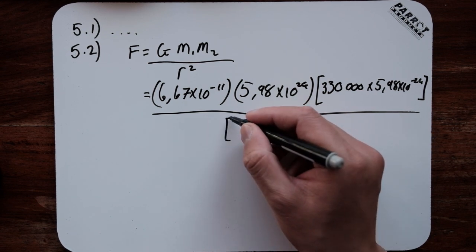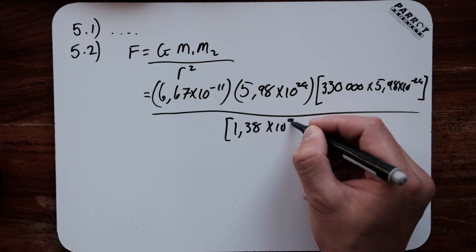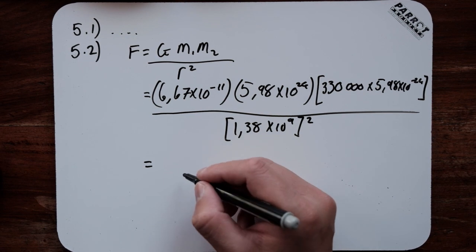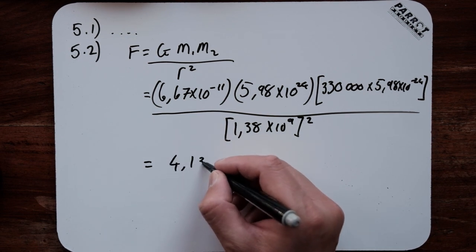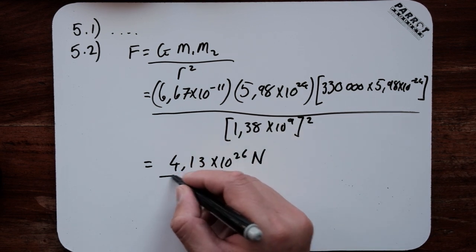Then the distance is 1.38 times 10 to the power of 9. And we square that. Chuck that all into a calculator. And we get 4.13 times 10 to the power of 26 newtons.